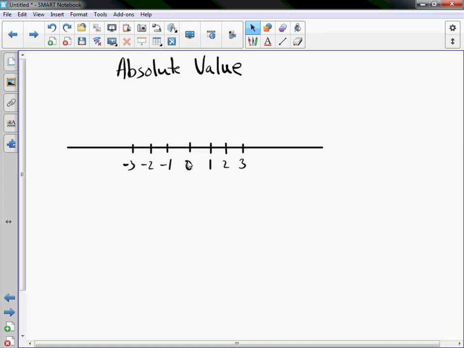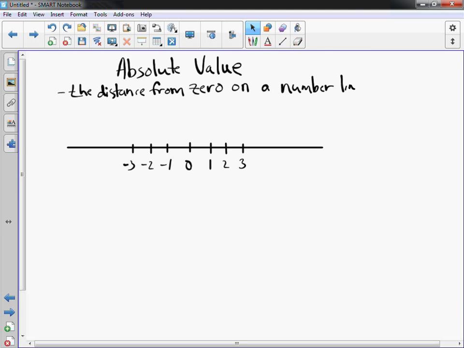Okay, the absolute value of a number is the distance from 0, and we'll say on a number line. Well, on a number line, we don't have to get out a tape measure to measure this distance from 0. It's actually just the difference between 0 and that number.